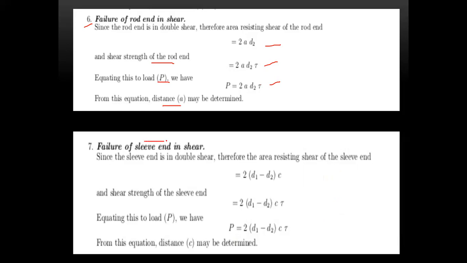What is the seventh one? The sleeve in the shear. Now see here, the area is equal to 2 into d1 minus d2 into c. Now the shear strength is 2 into d1 minus d2 into c into tau. With the load P is equal to 2 into d1 minus d2 into c into tau. So with this we can determine the distance c.